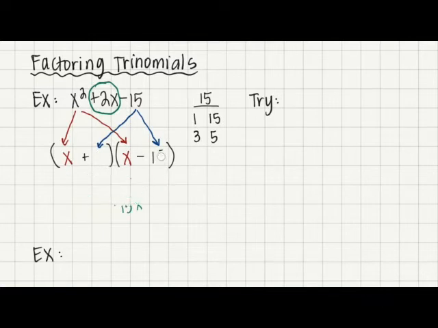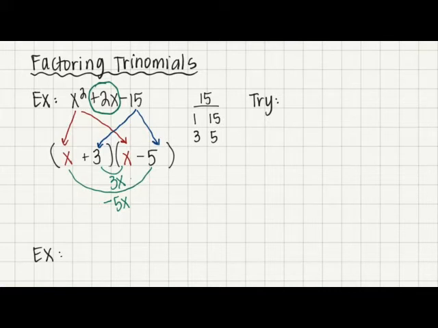So we're going to erase that. And we're going to try 3 and 5. So we'll try a positive 3 and a negative 5. Well, positive 3 times negative 5 multiplies to be negative 15. However, does the outer and the inner result in positive 2x? In this case, the outer and the inner results in negative 2x.